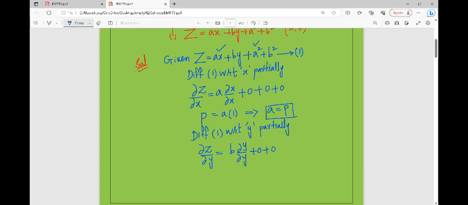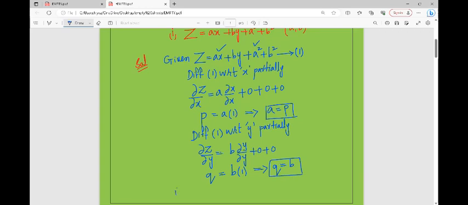Now we know what this value is. This is called q. Q is equal to b into 1. It means that our value of q is equal to b. So after getting all these values, we have to substitute in our equation number 1.